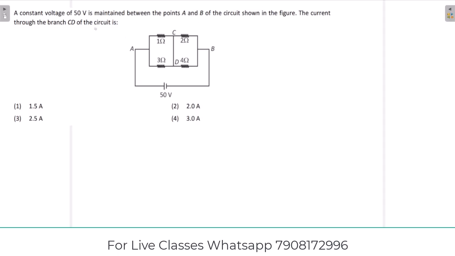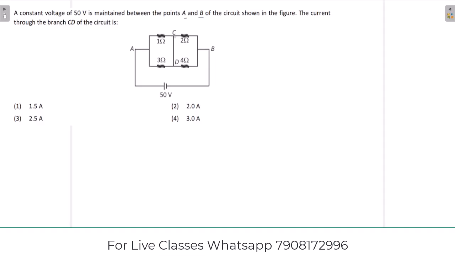A constant voltage of 50 volt is maintained between the points A and B of the circuit shown in the figure. The current through the branch CD of the circuit is. So we have to find the current through the branch CD. Now the potential difference between A and B is 50 volt, and C and D are two points that are short circuited, that is, they are connected with a wire that has no resistance.